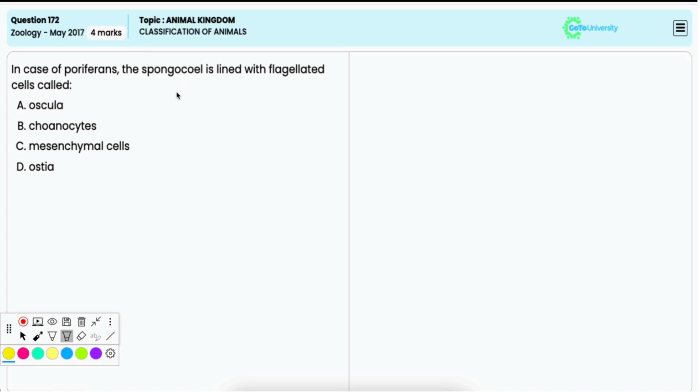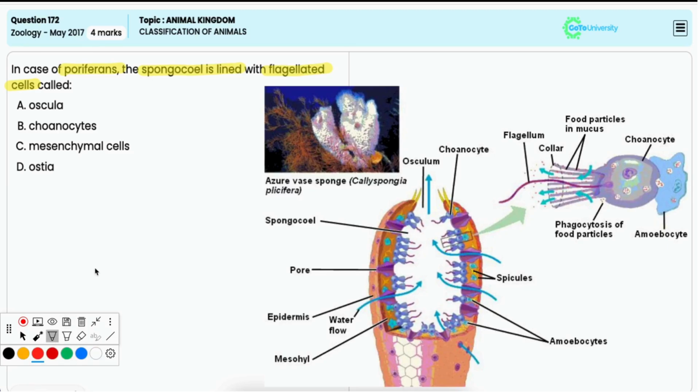In this question, you have to identify the flagellated cells that line the spongocele in case of poriferans. Option A, oscula. It is incorrect because oscula refers to the large opening through which water exits the spongocele.